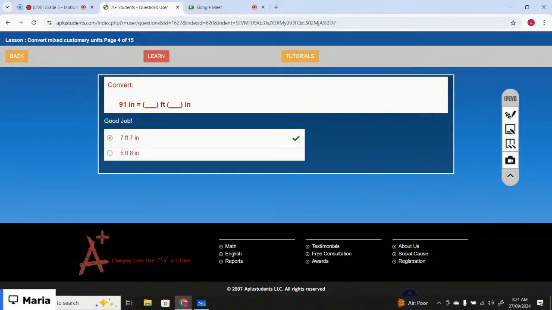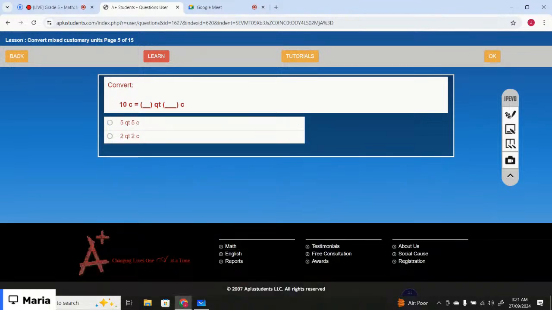So use the basic units to convert them. Just divide them by the basic units, right? You have 10 quarts, 10 cups. You need to convert it into quarts and cups. So which is the correct option? That's the second one. 2 quarts, 2 cups is the correct option. Okay, you can complete the lesson by yourself later today. Let me just move on to the next lesson.